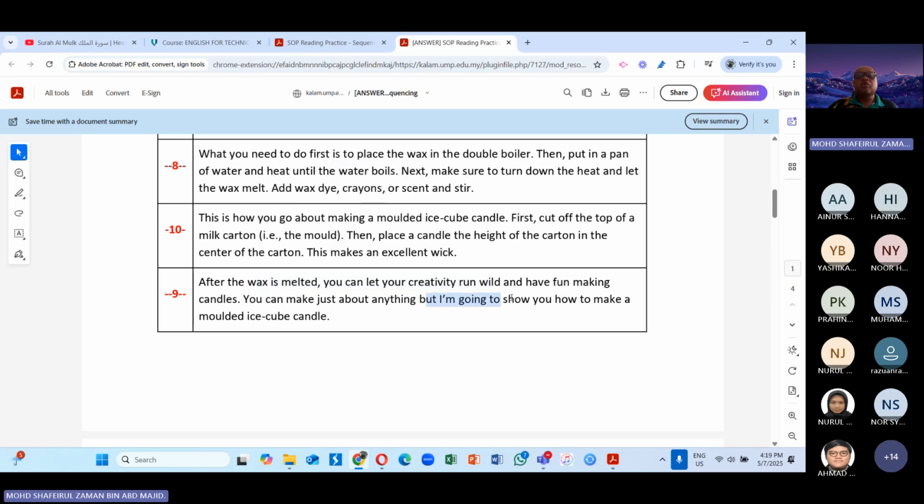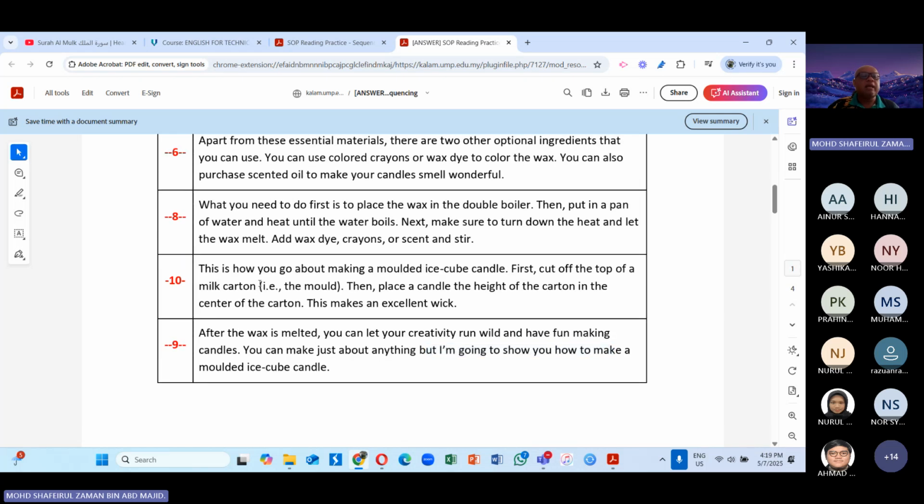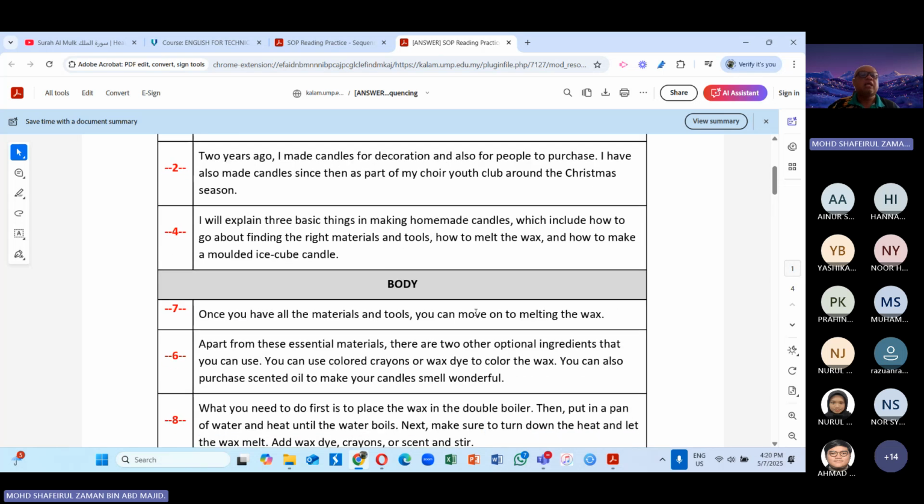Okay, but I'm going to show you how to make a molded ice cube candle. That is step number 3. So step number 3, this is the one. This is how you go about making a molded ice cube candle, because you mentioned it earlier, then you move to the step. So what do you need to do? So in the process of making a molded ice cube candle, firstly, you cut off the top of a milk carton, and then you place a piece of string in the center of the carton, and this makes an excellent wick. Okay, so that is number 10.